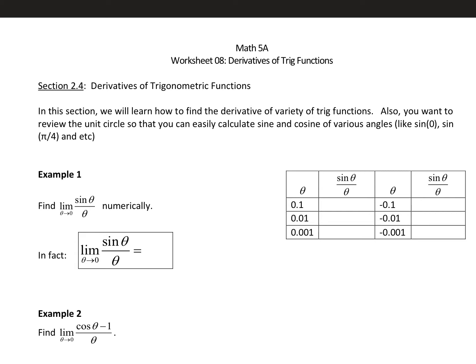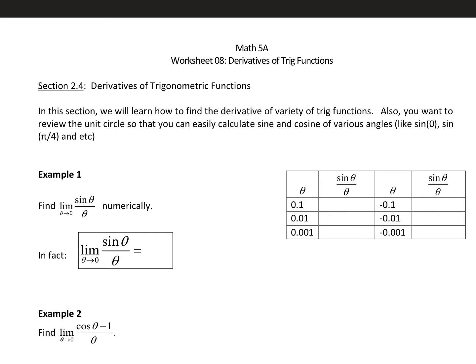Also, I want to tell you that you want to review your unit circles so you can easily calculate sines and cosines of various angles, such as sine of 0, sine of pi over 4, cosine of pi over 2, all that stuff. That'll help you. That'll make your life a little bit easier throughout the semester.